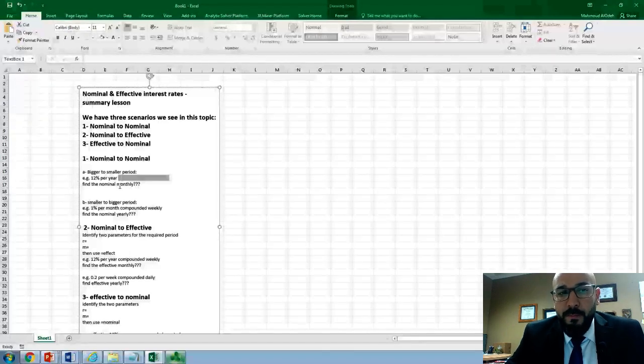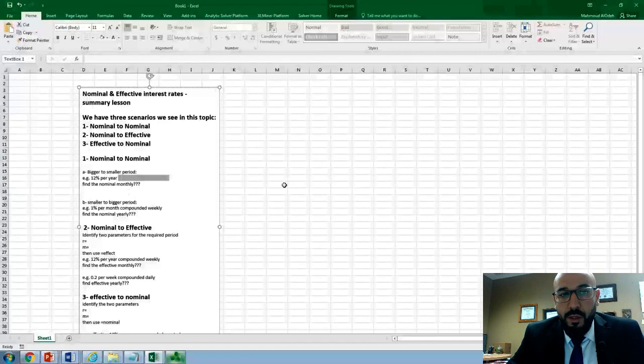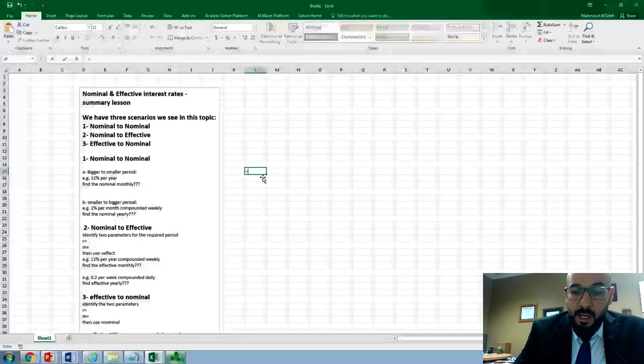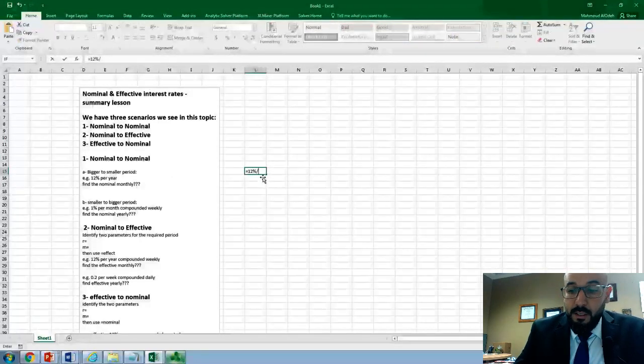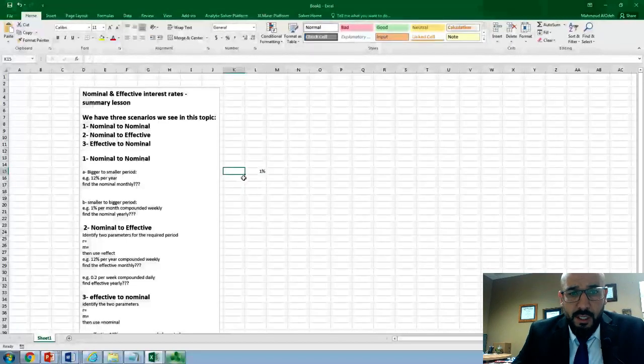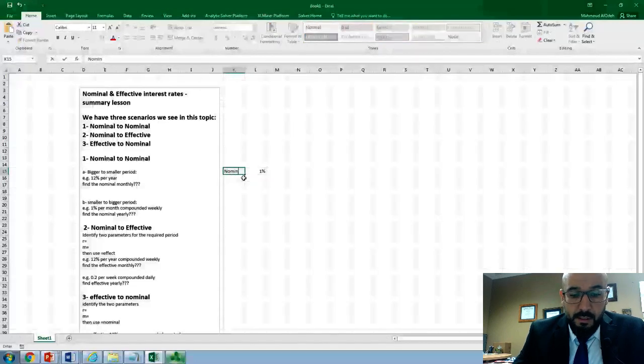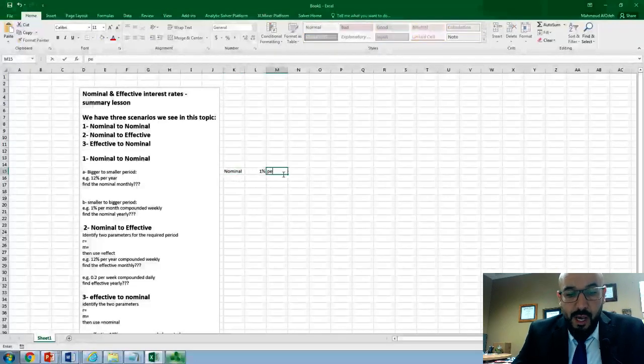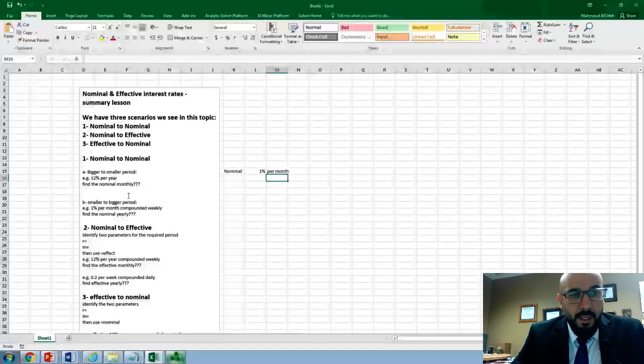And what we should do now, from a bigger to a smaller period, we divide the interest rate, 12% divided by 12, that will give you 1%. So this is the nominal. And it's really important to have the period here, per month. Excellent. Now, the second subcase for case one is smaller period to a bigger period.